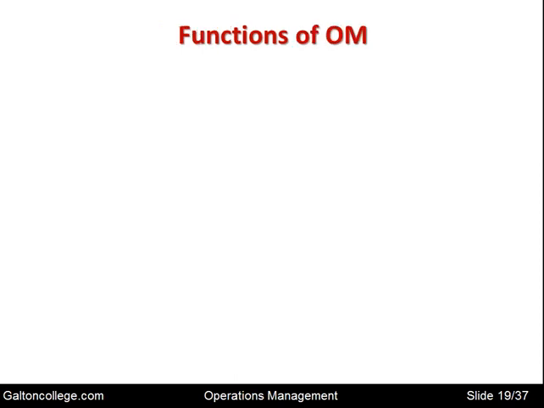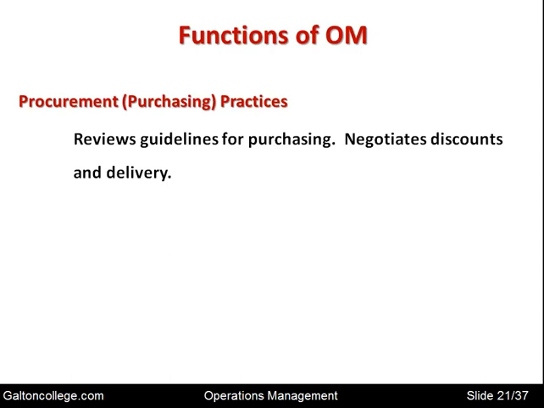Now, the functions of operations management. Well, first of all, procurement, the purchasing practices. It's important to review guidelines for purchasing, negotiate discounts and delivery. So it's important for operations management, the buying section of operations management, to ensure that it's getting the right quantities of the raw materials or components or whatever it is they're buying in, and get the right quantities at the right prices. So it's important that there is an efficient procurement system.